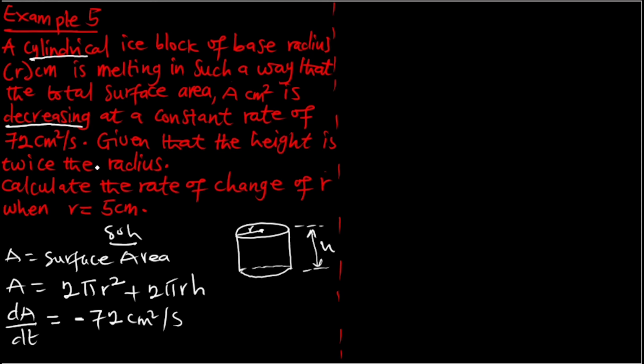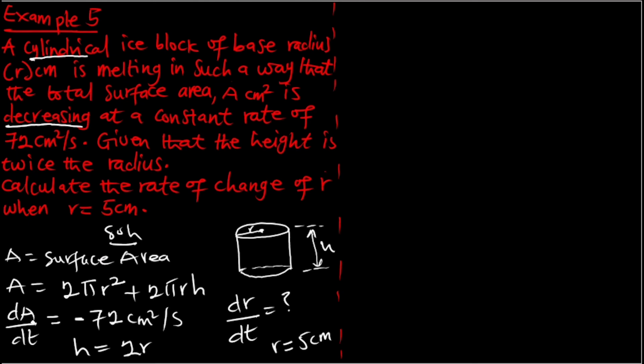Given that the height h is equal to twice the radius, we have this established. Calculate the rate of change of r when r is 5 centimeters. So we are to find dr/dt, the rate of change with respect to time, which is unknown, and our r is given as 5 centimeters. So these are our parameters. We have to establish a good chain rule. So first I have one and I'm looking for this. I have to get the third one so that I can make use of the entire equation.